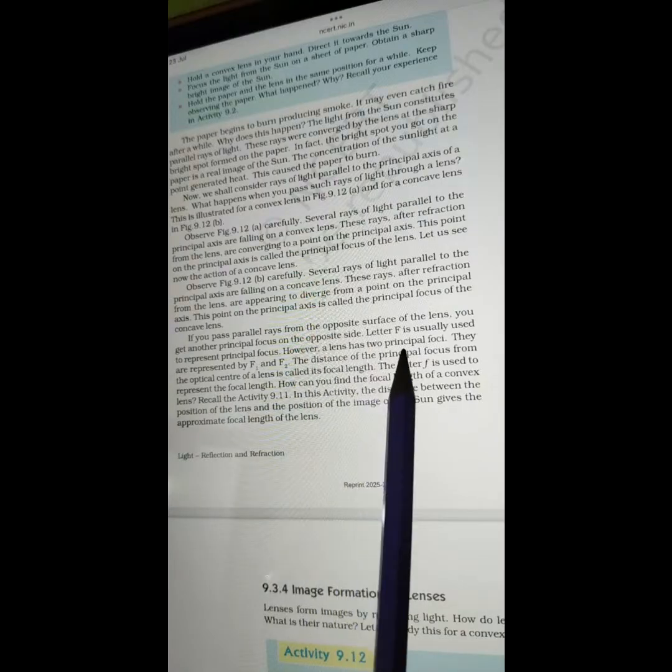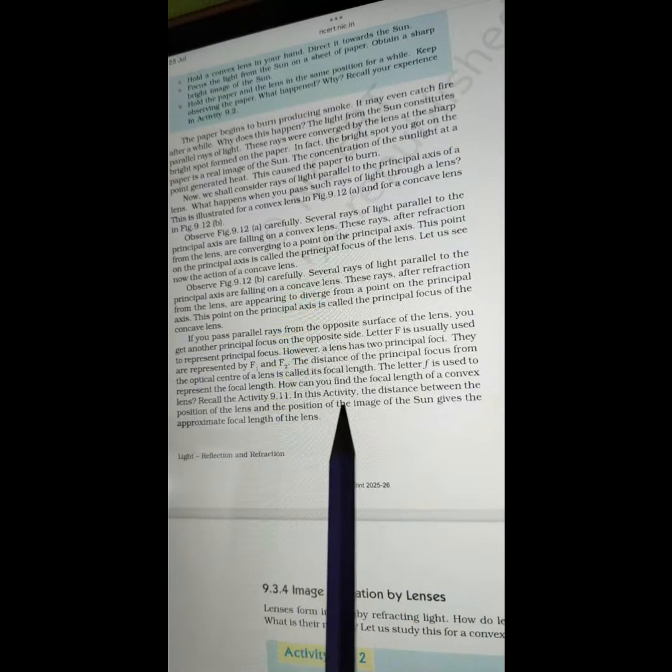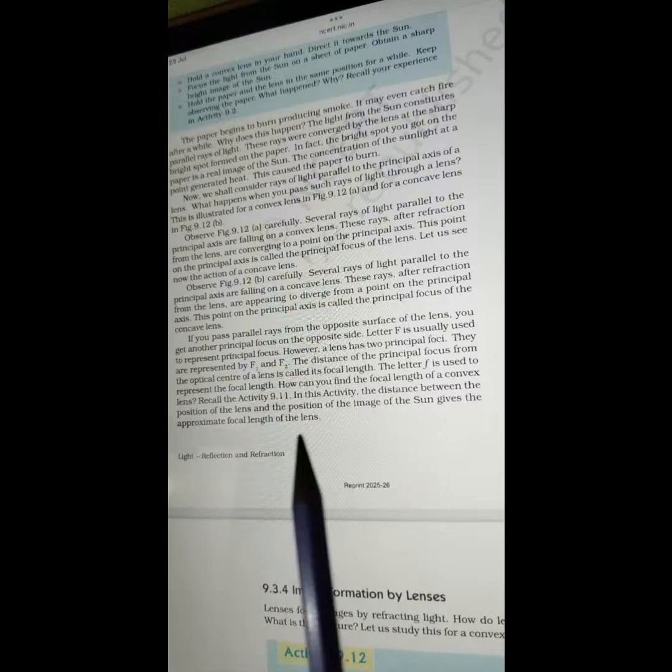However, a lens has two principal foci. They are represented by F1 and F2. The distance of the principal focus from the optical center of a lens is called the focal length. The letter f is used to represent the focal length. How can you find the focal length of a convex lens? Recall activity 9.11. In this activity, the distance between the position of the lens and the position of the image of the sun gives the approximate focal length of the lens.